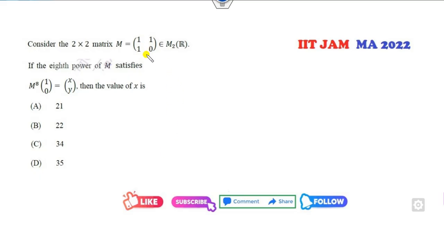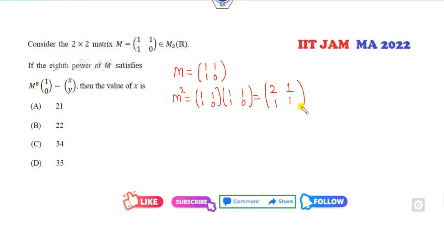Okay, consider the 2 cross 2 matrix and the 8th power of m. In this case, m is 1, 1, 1, 0. I think that's very simple. You can find its m square: 1, 1, 1, 0 times 1, 1, 1, 0. It will be 1 plus 1, 2, 1. It will be 1 and it will be 1. Clear? Then m4. How can you find m4? I can multiply m square into m square. 2, 1, 1. So it will be 4.